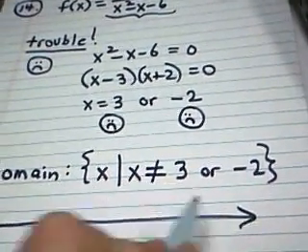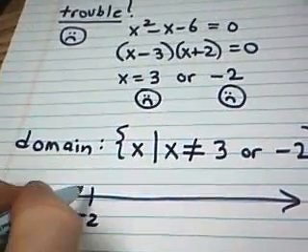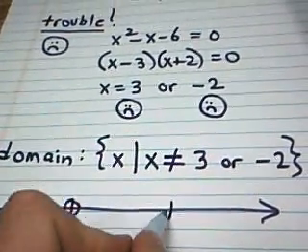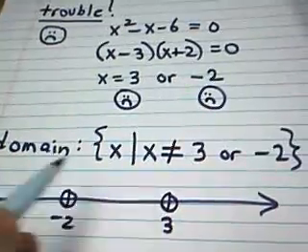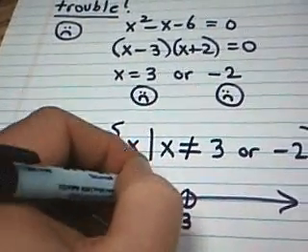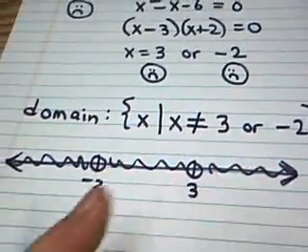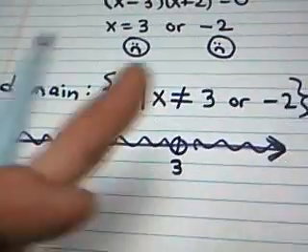Best way to do that, let's draw a number line. Take the value negative 2, throw it out. Take the value 3, throw it out. Keep all the other real numbers. But those two have to hit the trail. Notice that our line segment is now split into 3 regions.